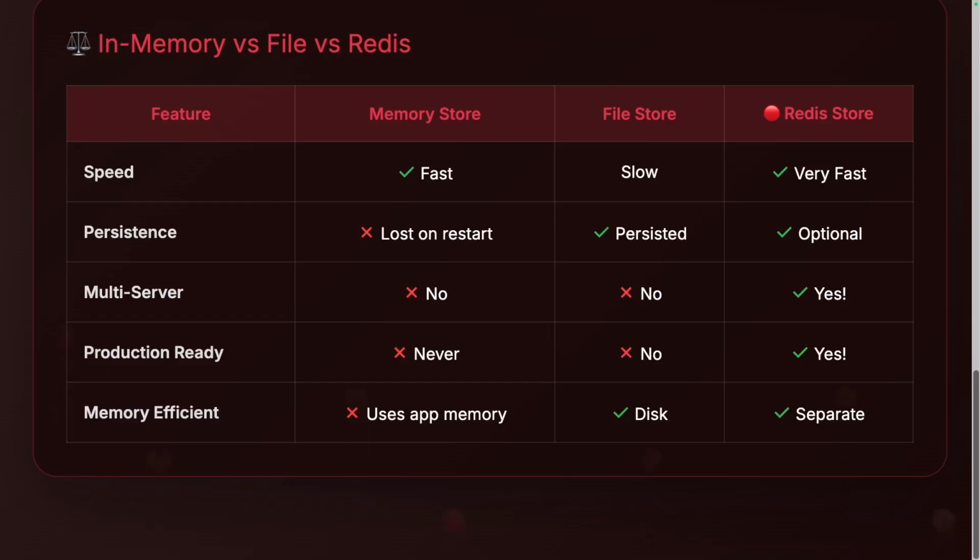Now let's compare in-memory, file, or Redis. Obviously Redis is doing everything. You cannot store the session on the memory if you are using a distributed environment where your Node.js is running on multiple nodes. So Redis store is production ready, multi-server, persistent, and the speed is very fast because you need to fetch your session from database. It will take some time, but Redis is an in-memory database, right?